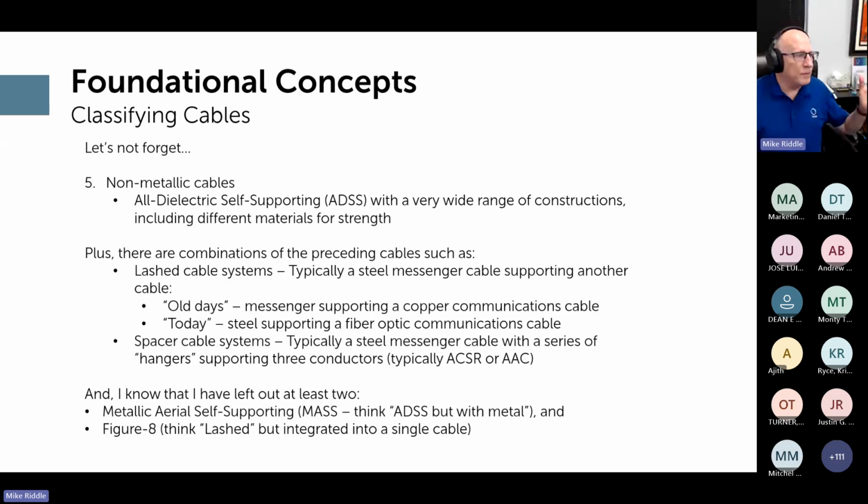And of course, I'm the fiber optic cable guy, so let's not forget non-metallic cables, which would include all dielectric self-supporting, commonly known as ADSS. And then within the ADSS world, a very wide range of constructions, including different materials being used for strength. And we could also throw out there combinations of the previous, lashed cable systems, typically a steel messenger cable that's supporting something else.